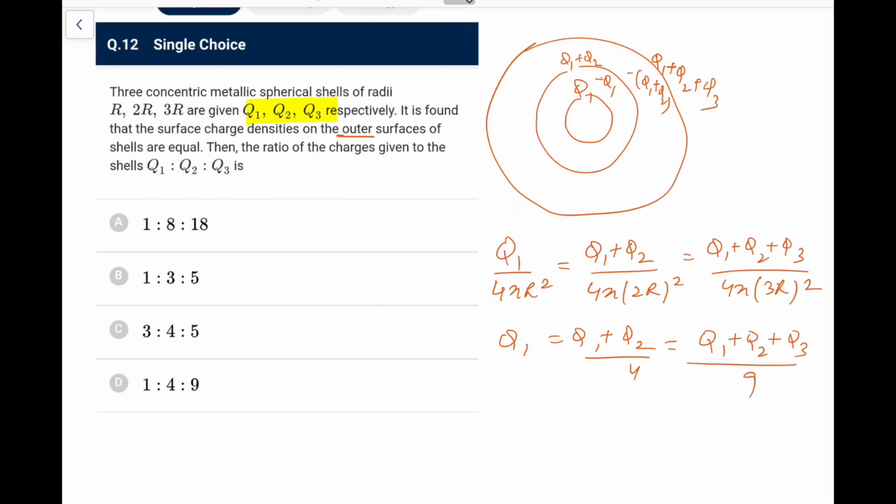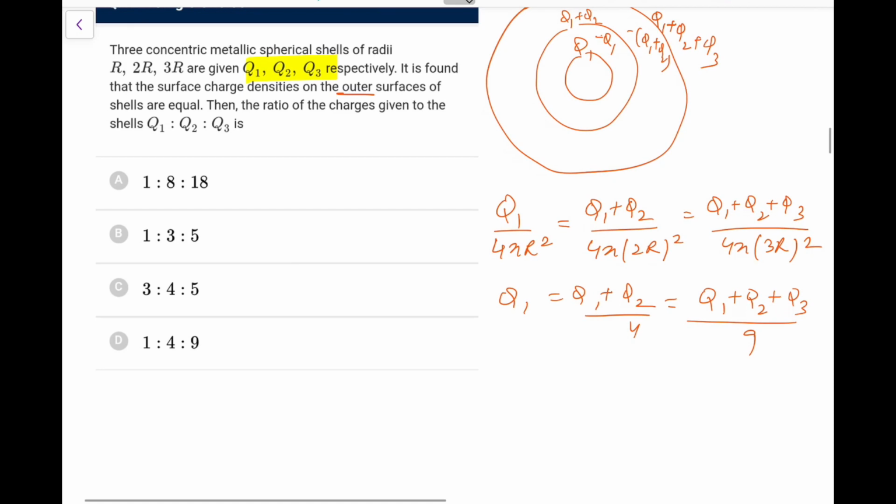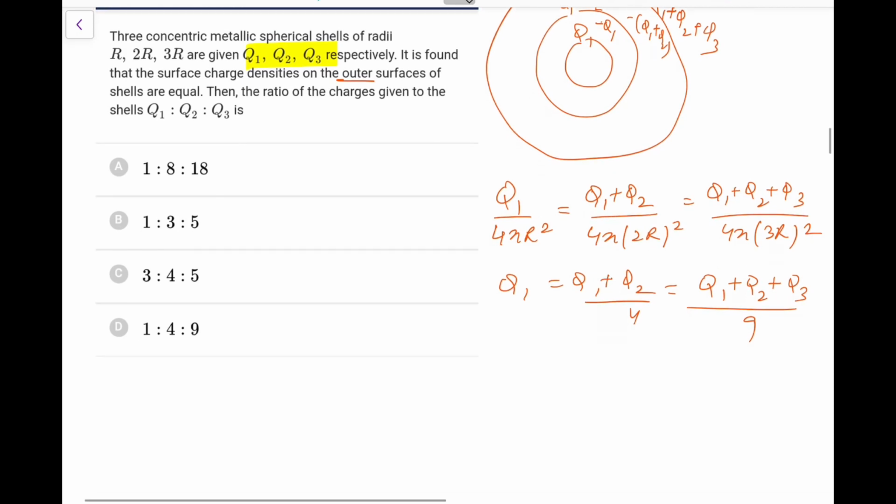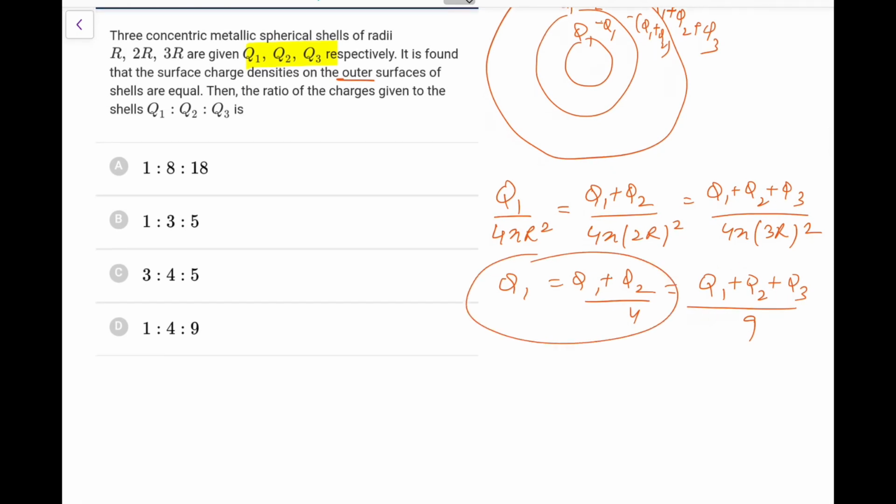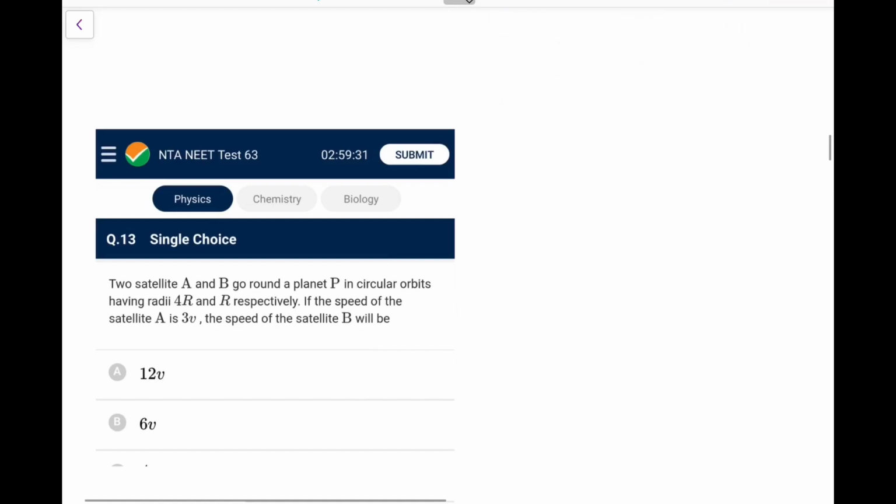So from this, if we have to take the ratio, from here what we will have, q1 plus q2 is equal to 4q1, so q2 is thrice of q1. So from here it is 1:3, so 1:3 coming out as option B only. You can check for q3 also. This is 1, this is 3, this has to become 9 times, so this would be 5 times. So 1:3:5 you can go for.